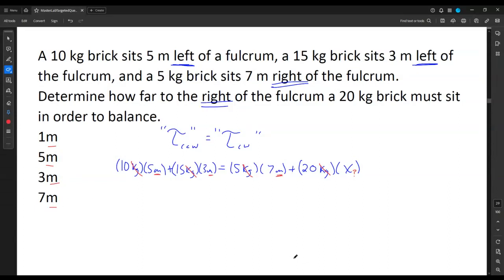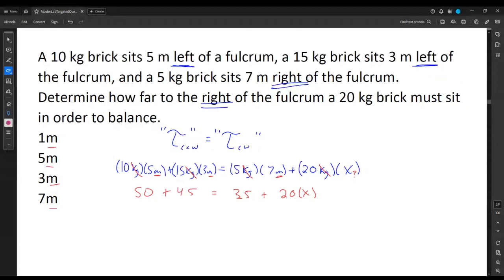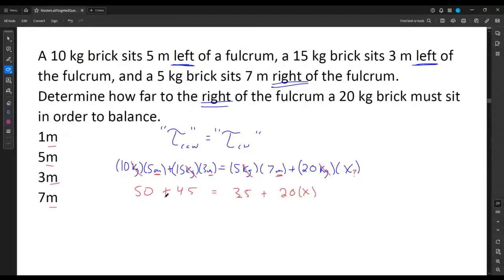Okay, then we want to break this down and simplify where we can. So start with multiplication groupings. Here we'd have 50, and here we'd have 45, and here we'd have 35, and here we'd have 20 times x. Now be very careful here because there's a very common mistake that students make. You can add the 50 and the 45 together here because they're both plain numbers. You cannot add the 35 and the 20 together because this one has a variable. They have to stay away from each other.